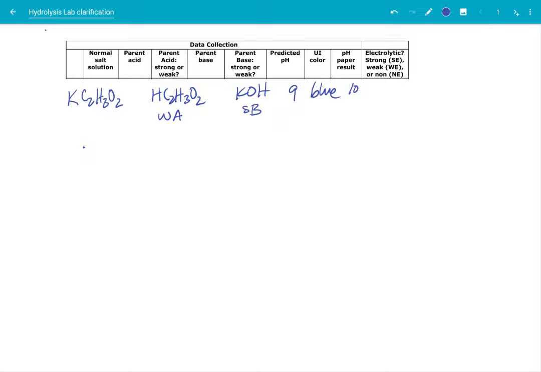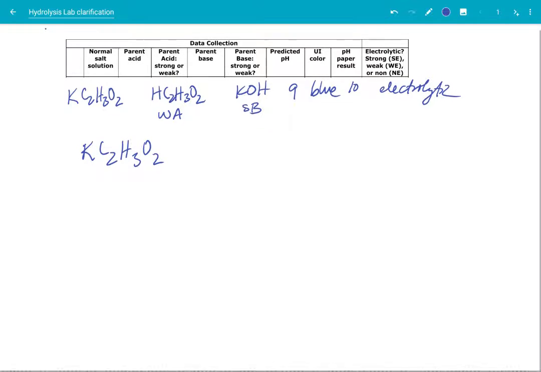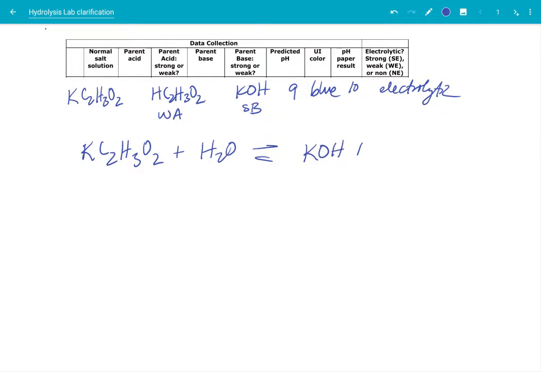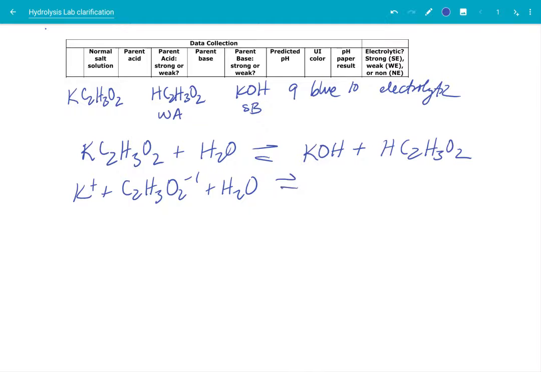It's probably going to be electrolytic because we got a saltwater solution again. So this is just to make sure you still know how to use the electrolysis stuff. We'll get more into the strengths later. So I can go ahead and write my ionic. KC2H3O2 plus water is going to make, I'm going to put my strong base, and I'm going to put my weak acid. So then I'm able to split up my salt solution, keep water together, split up the strong base, keep the weak acid together. So just a reminder that weak acids and weak bases will stay together.